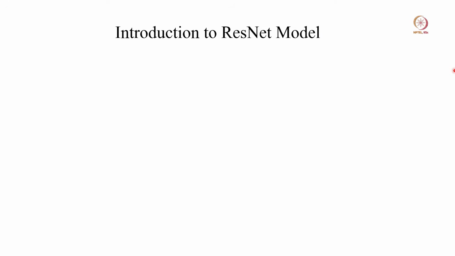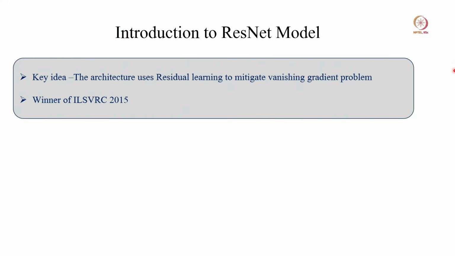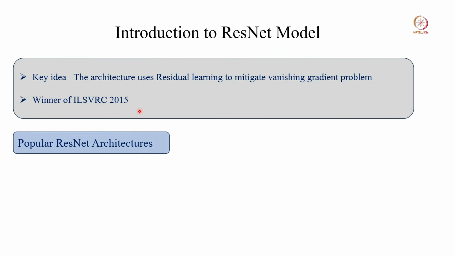Now, we will go to the actual ResNet model. What is this ResNet architecture and what is the key idea? This architecture uses residual learning to mitigate the vanishing gradient problem, and it is the winner of ILSVRC 2015, the ImageNet Large Scale Visual Recognition Challenge in 2015. ResNet was the winner, and we will look into two popular ResNet architectures today. One is the ResNet34, another one is ResNet50.